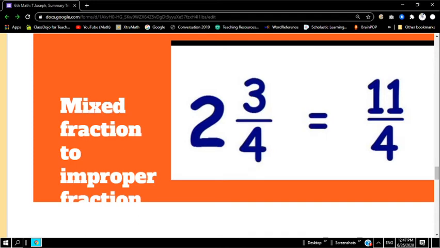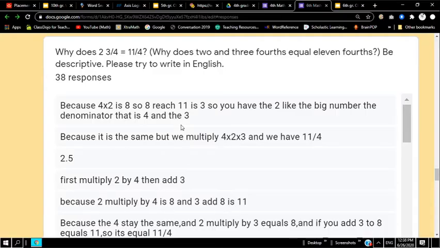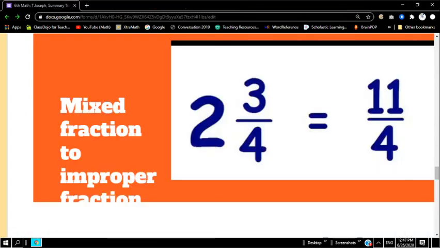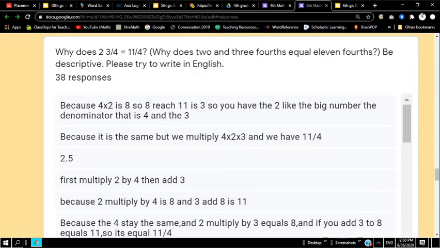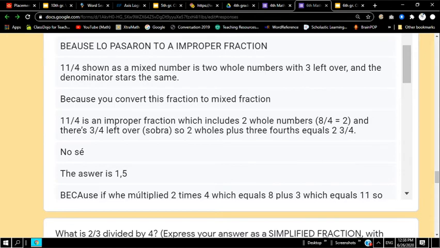Now, here are a couple of possible answers that you guys could have put down. I actually was very proud of a lot of kids from their answers. So, for example, it says, why is 2 3/4 equal to 11/4? Well, first we have to understand that they are the same. One of them is a mixed fraction, and one of them is an improper fraction. Because 2 multiplied by 4 is 8, and 3 add 8 equals 11. I kind of understand the logic behind that response, because we multiply 2 times 4, which equals 8, plus 3 equals 11.